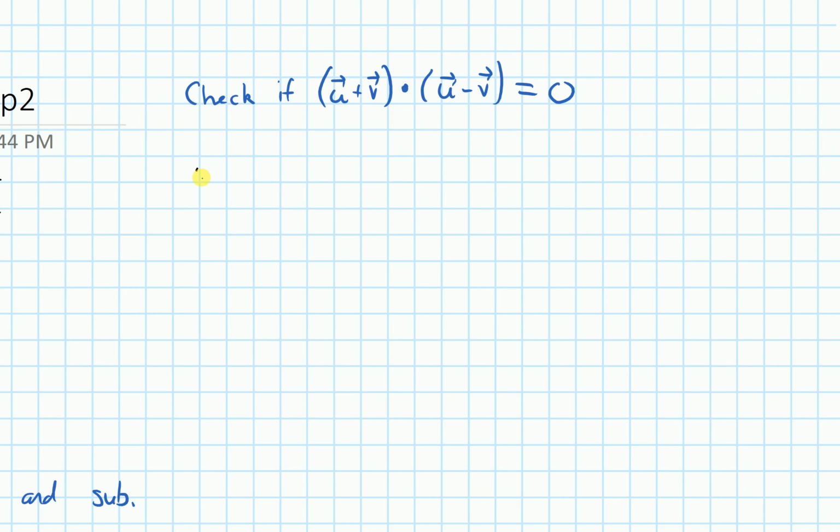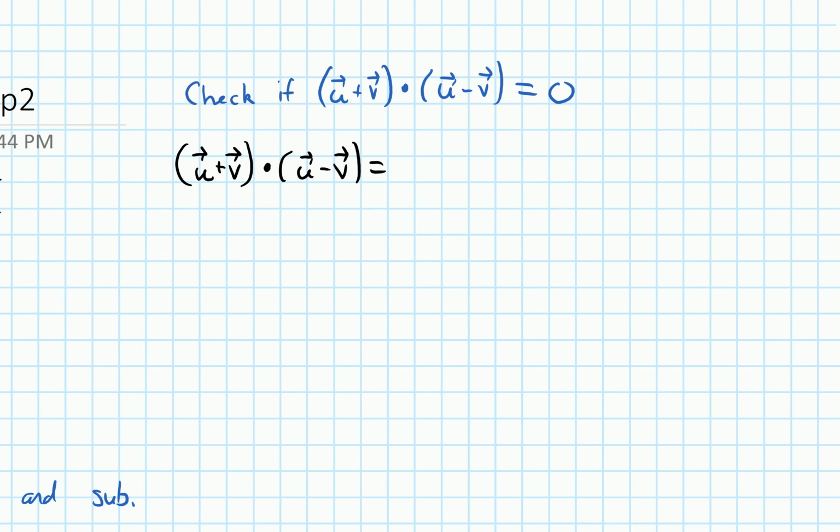Okay, so let's take the dot product. So let's do the first vector, u plus v, dotted with the second vector, u minus v. Work it out and see if it gives us 0. Because if it does, they're orthogonal. But if it doesn't give us 0, they're not orthogonal. Okay, so one of the properties of the dot product that I didn't state is, if we have something like this, the dot product operates kind of like a multiplication symbol. I can distribute, or I can FOIL this stuff out.